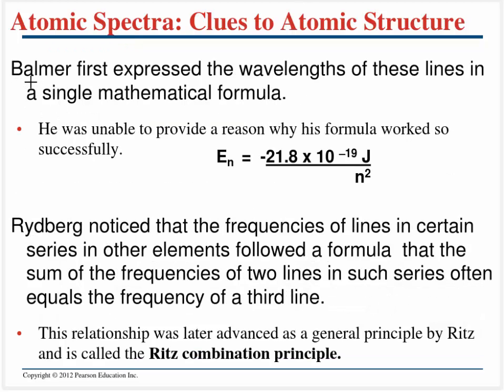Now, it turns out that mathematicians were able to figure out some mathematical formulas that could figure out the wavelength of some of these lines. But the problem is we have these formulas, we know that they work, they can predict the colors that we're going to see coming off of some hydrogen, but we have no idea why. Something that a fellow by the name of Rydberg noticed is that you can essentially add the frequencies of two lines that are in series, and that very often equals the frequency of the third line, and that's actually going to be a conservation of energy thing. This is actually known as the Ritz combination principle.